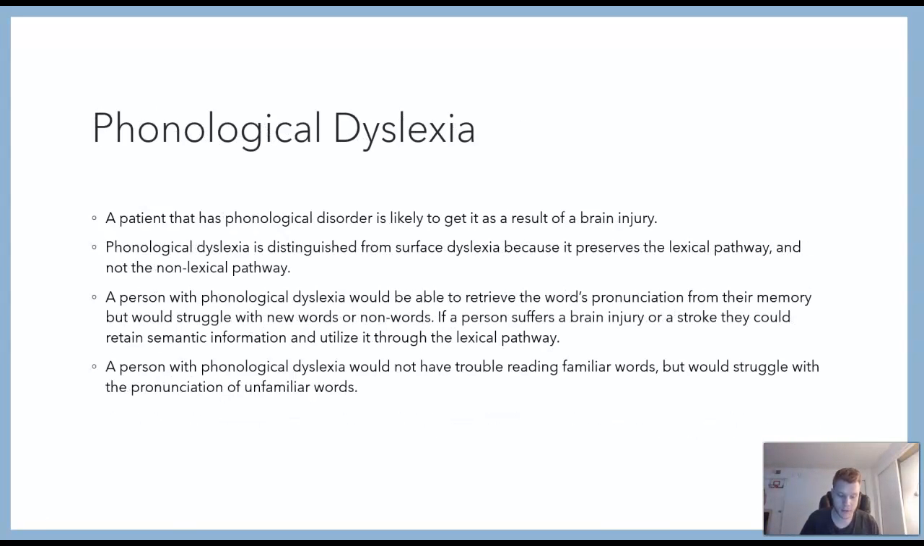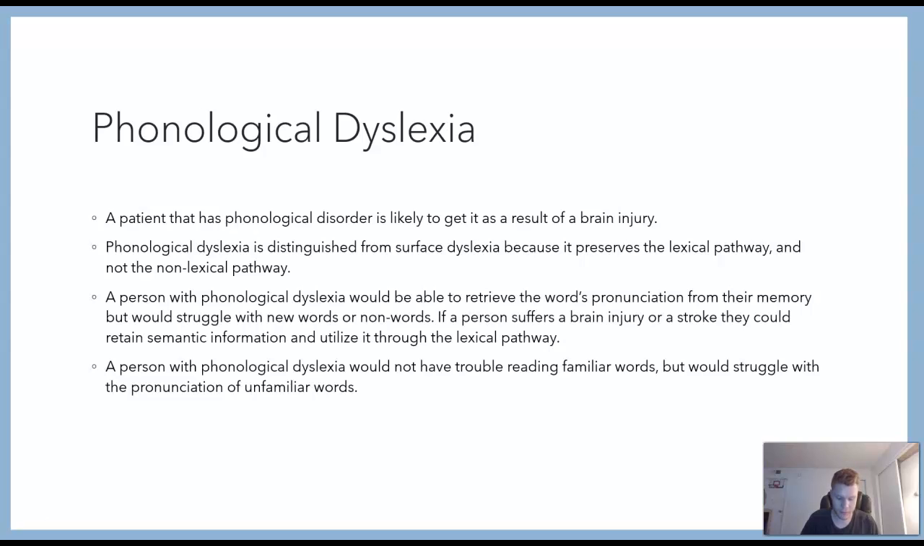The next form of dyslexia I will be discussing is phonological dyslexia. Phonological dyslexia is commonly caused by a brain injury or brain trauma. Phonological dyslexia can be distinguished from surface dyslexia because a patient with phonological dyslexia maintains the lexical pathway, but not the non-lexical pathway. A patient experiencing phonological dyslexia would be able to retrieve the pronunciation of familiar words correctly with the use of an intact lexical pathway. However, they would struggle with the pronunciation of new words or non-words.